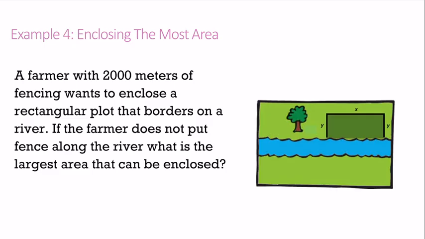So we have 2 more examples. Example 4 is enclosing the most area. This is an example of a problem where we're trying to maximize the area. And when I think about parabolas that have a negative leading coefficient, that are sad parabolas, those have a maximum point. So a farmer has 2,000 meters of fencing and wants to enclose a rectangular plot that borders on a river. What is the largest area that can be enclosed?